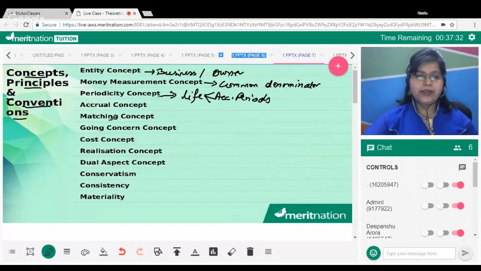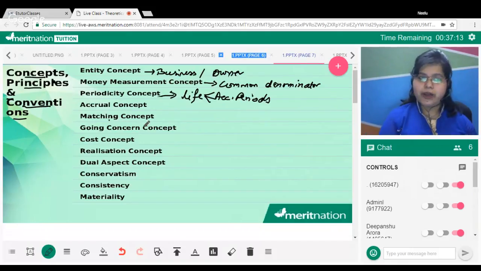Then is the accrual concept. Now, the accrual concept basically states that the expenses and incomes of a current year should be considered in the current year regardless of whether they have been paid or not. So what does this mean?